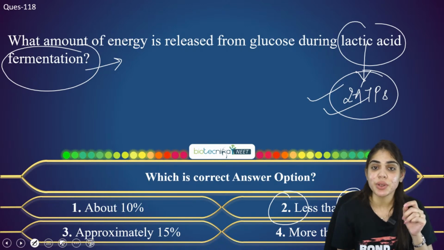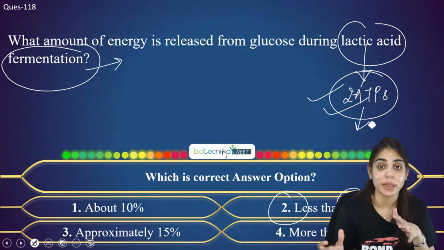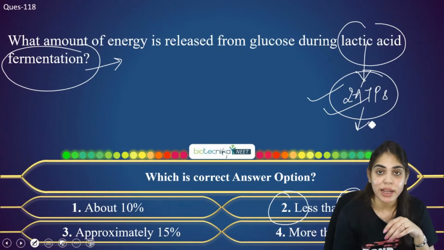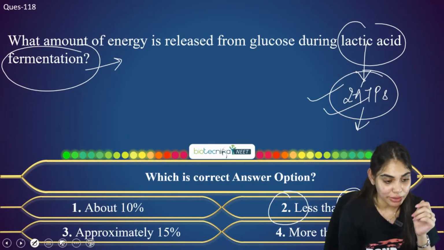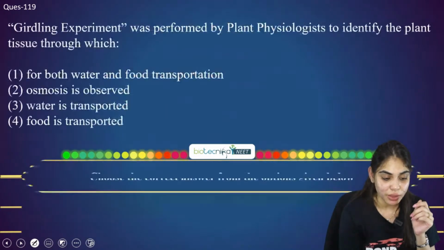Because here you have to compare this 2 ATP with 36 ATPs of aerobic respiration. So the right answer is option 2, that is less than 7%. Now let's move to question 119.